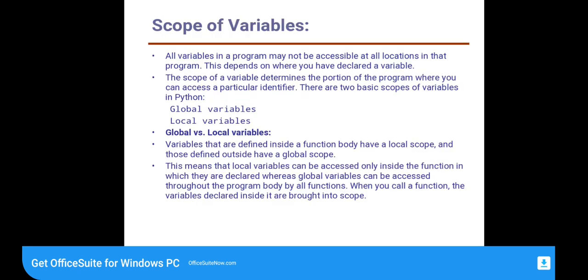Scope of variables. All variables in a program may not be accessible at all locations in that program. This depends on where you have declared a variable. There are two types of variables in Python: global variables and local variables. Variables that are defined inside a function body have a local scope, and those defined outside have a global scope. These are called local variables.